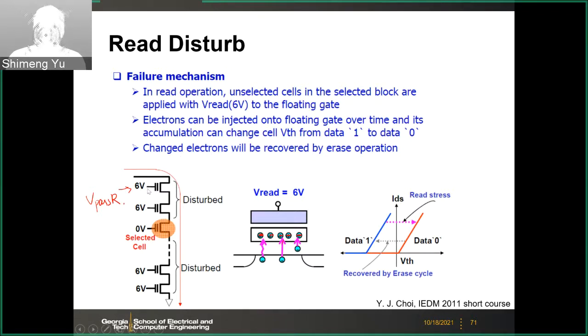But I would say the read disturb is less of a concern than the program disturb, because for program disturb you may have like 10 volts or 12 volts on the unselected cells, but for the read you may have at most like 6 volts. So this is not a big concern as compared to the program disturb. But the effect will be similar because you apply positive voltage on the unselected cell, so the threshold voltage may increase a little bit.